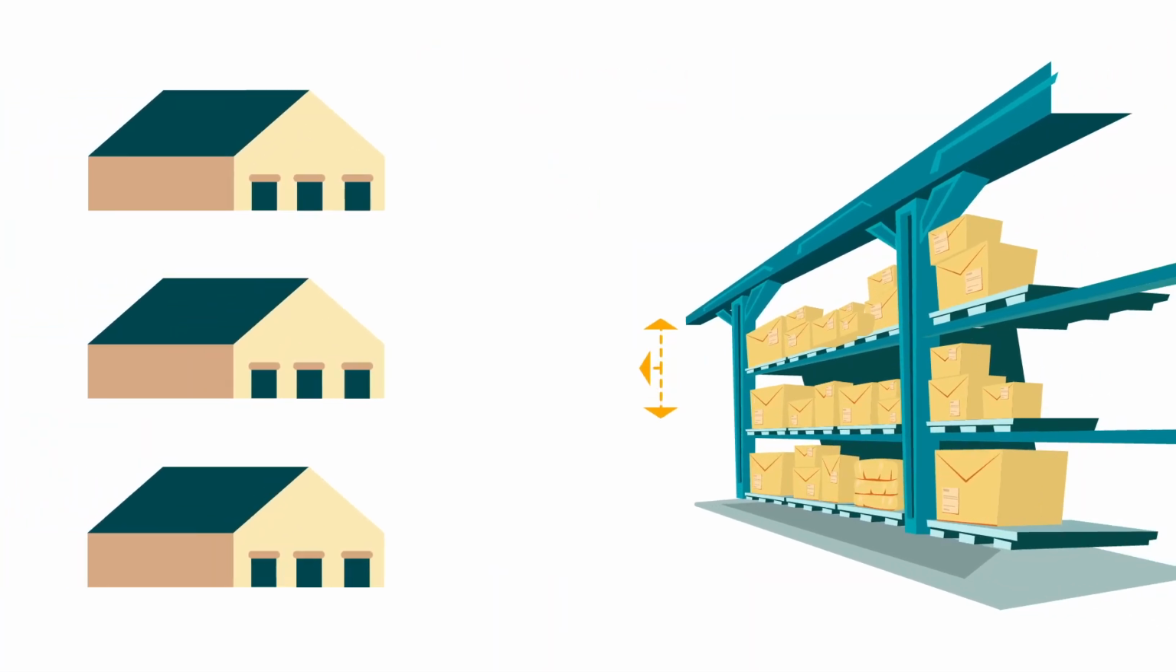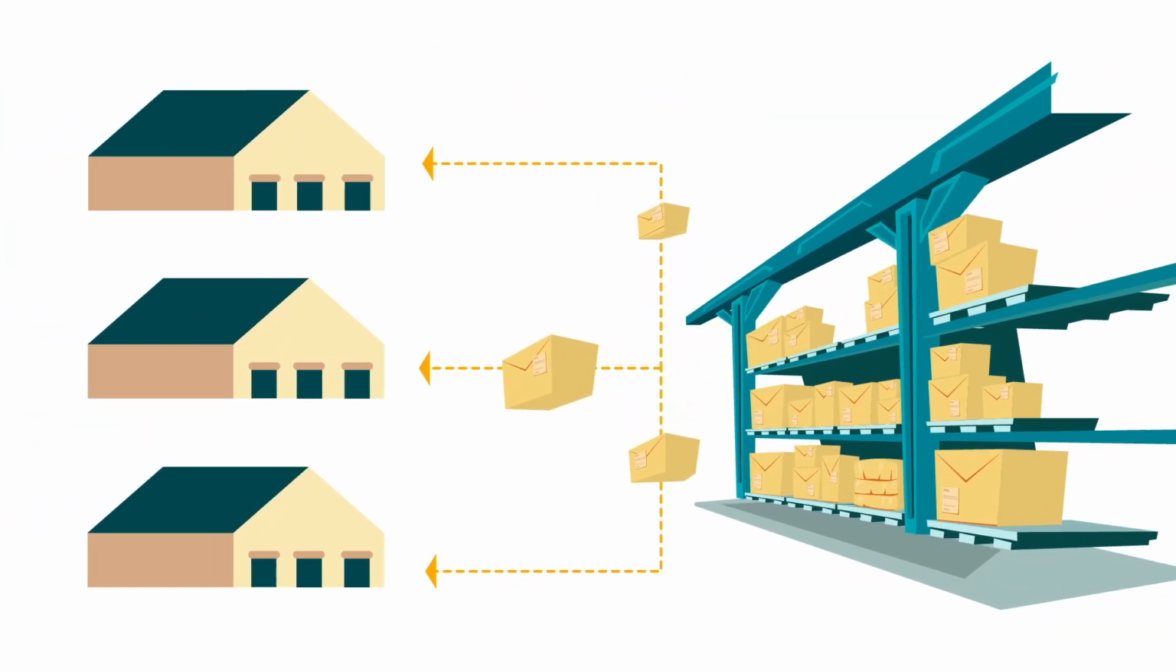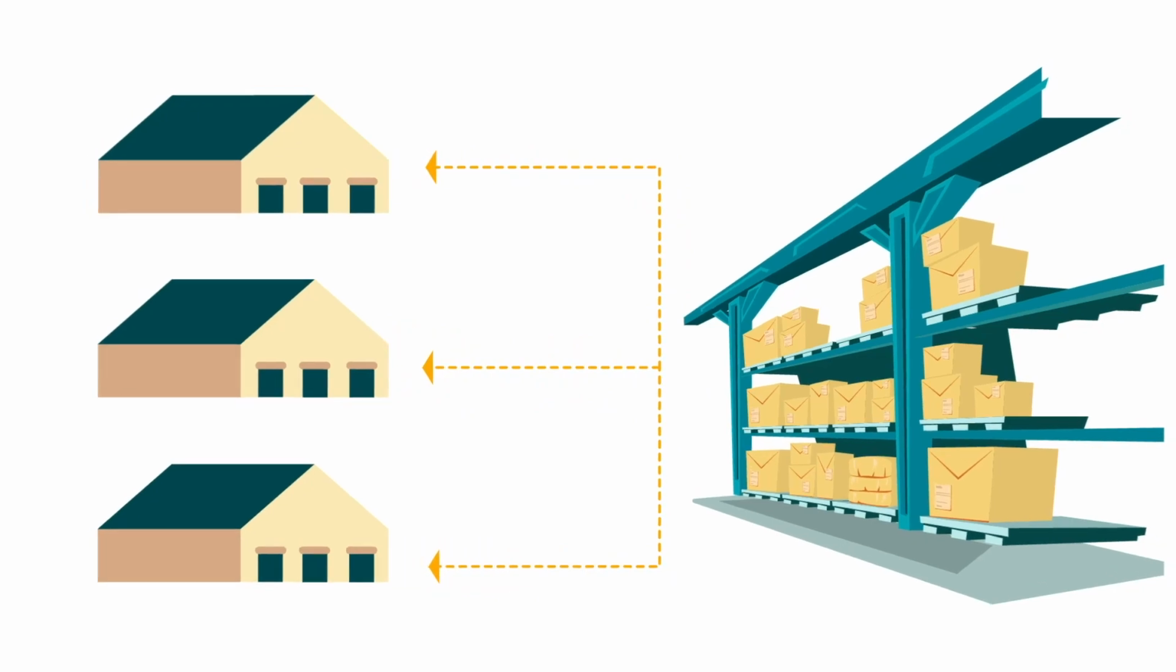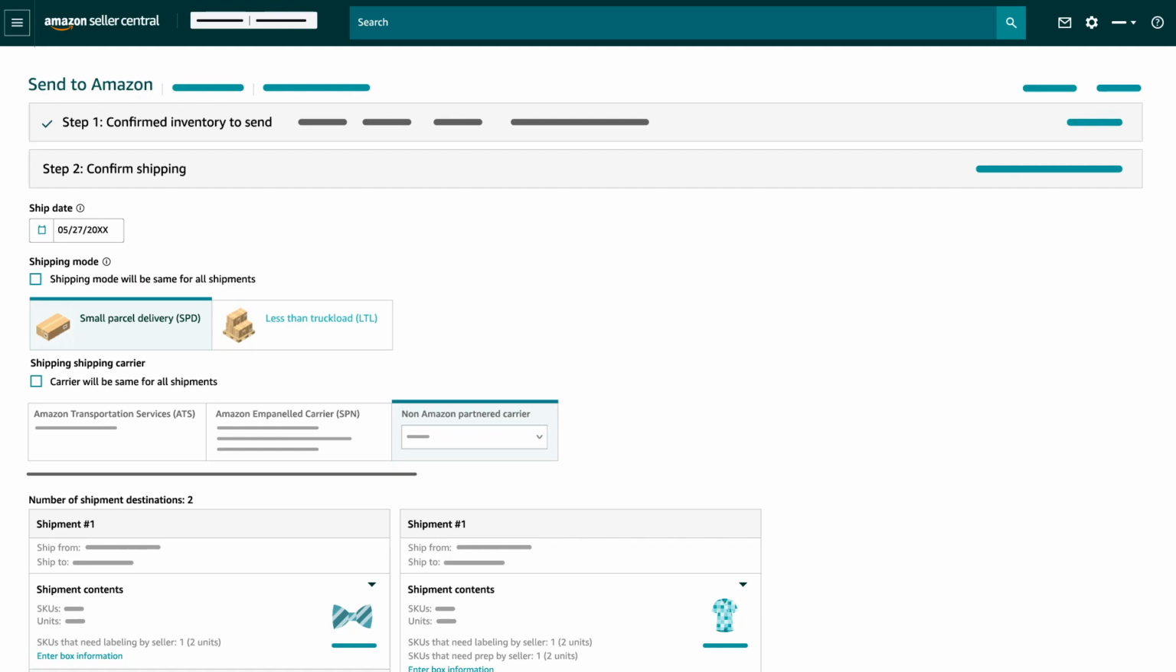Based on your selection in step 1, you would see your inventory split into individual shipments for each unique fulfillment centers chosen. You can view these individual shipments here.